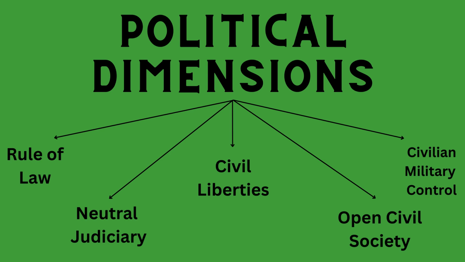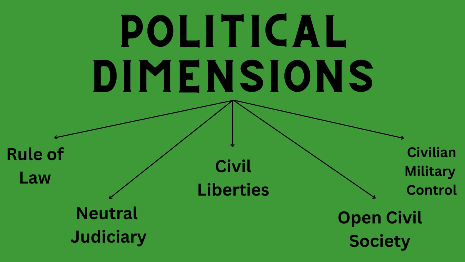And then there's also a neutral judiciary. You need different branches of government that have actual checks on each other. And a neutral judiciary, that is a judiciary or a judicial branch, which is not controlled by one of the other two branches or by like the military, that's an essential component of an advanced democracy.